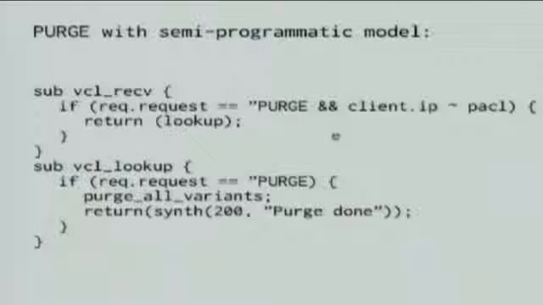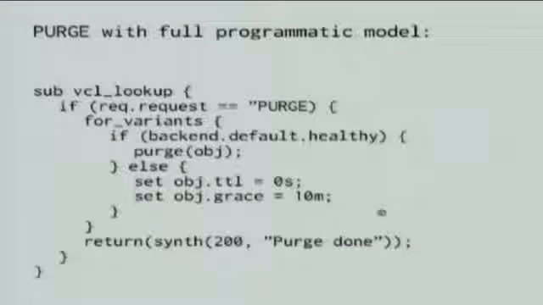So we can do a semi mixed mode where you can go into a new VCL lookup, and you say, okay, I can purge all variants at this point because I've decided that I wanted to. And you can return a particular response. You get more control. Or we can go with the full programmatic model, where you come into VCL lookup and say, oh, this is a purge, so go through all the variants, and if the backend is healthy, you purge it, and if it's not, you just give it more time so that we still have a stale object to deliver until the backend becomes healthy. Now you get very detailed control of what you can do, but you have to write more code to do even simple things.